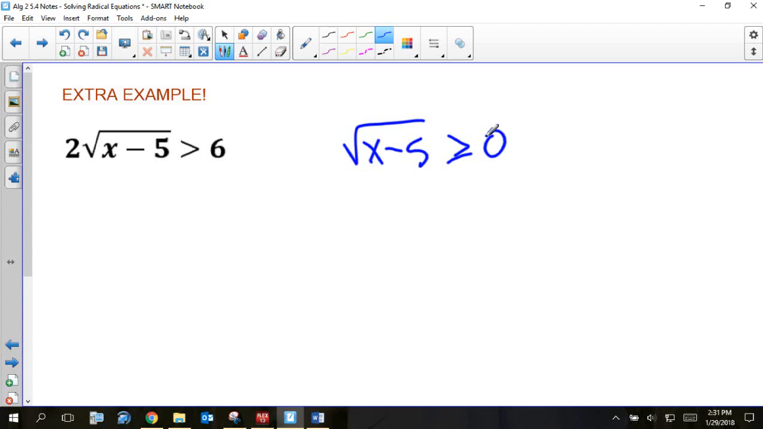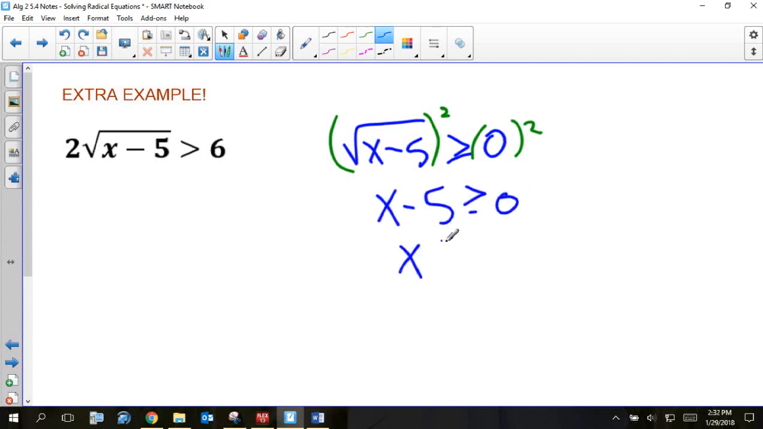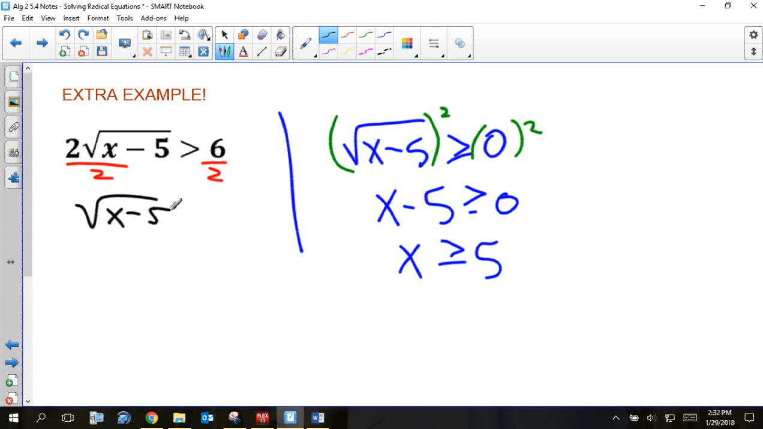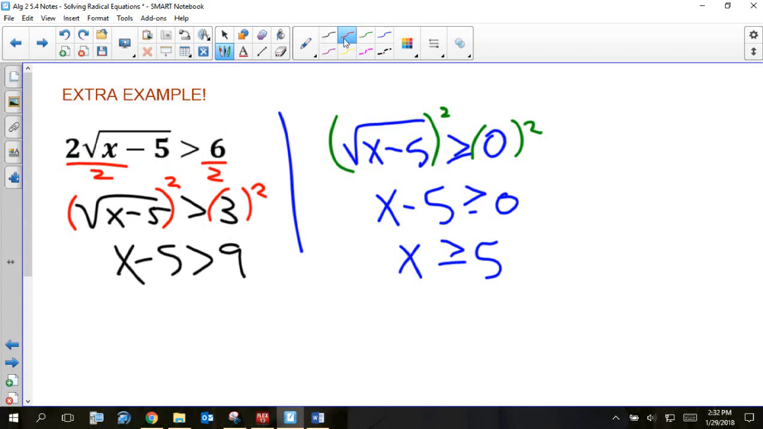And we'll solve each of these. This square root side, you get x minus 5 greater than or equal to 0, so x is greater than or equal to 5. There's my first side. Second side, I'm going to divide by 2 first. And then I'm going to square both sides. Get x minus 5 greater than 9, and then I add the 5, and I get x greater than 14.